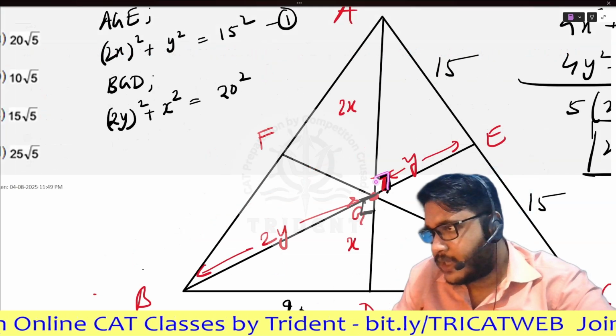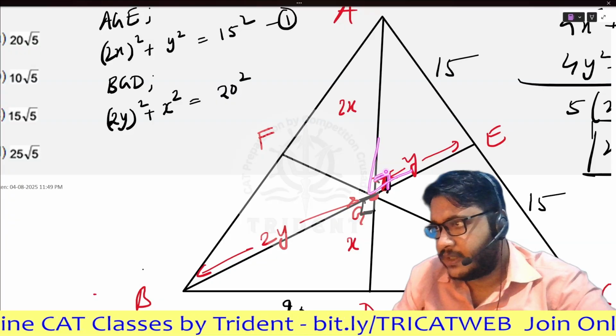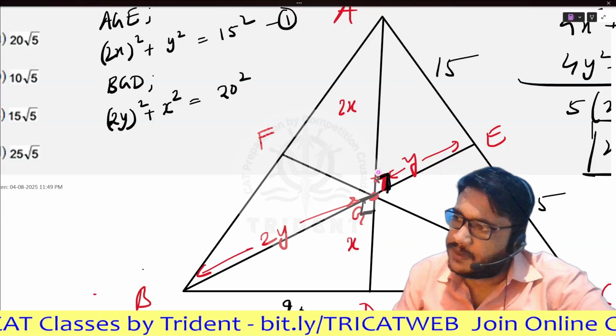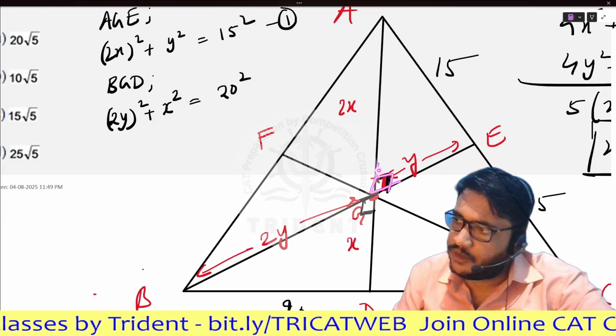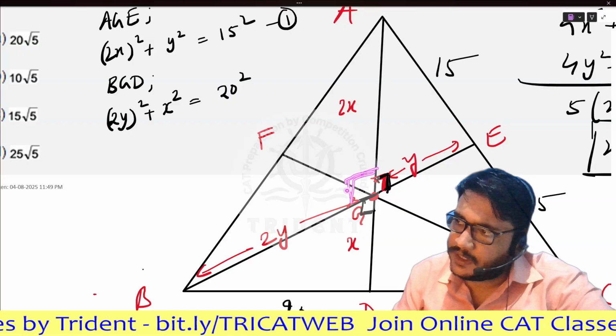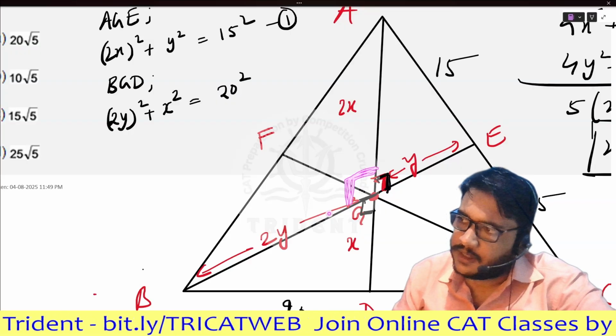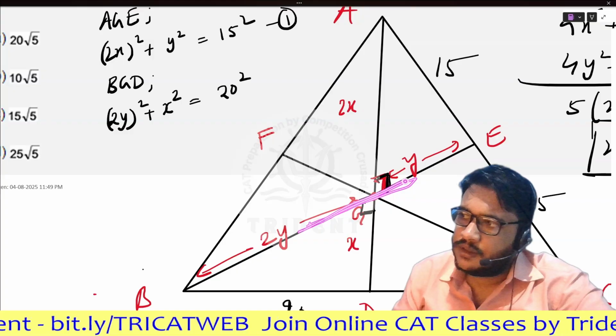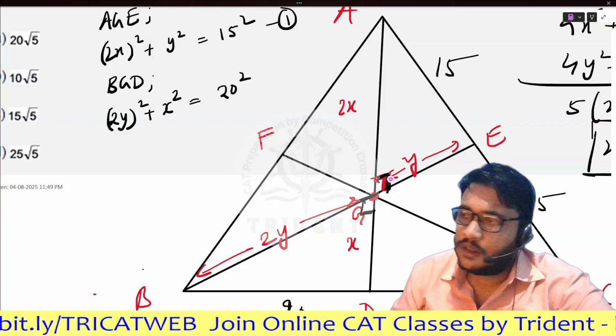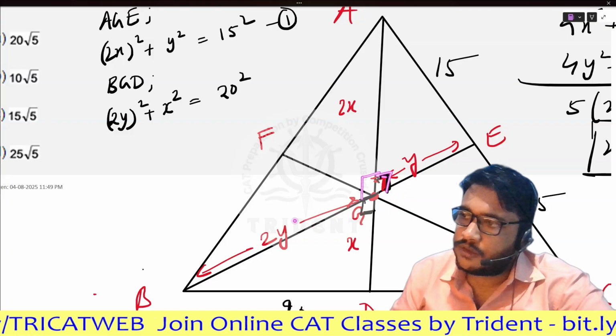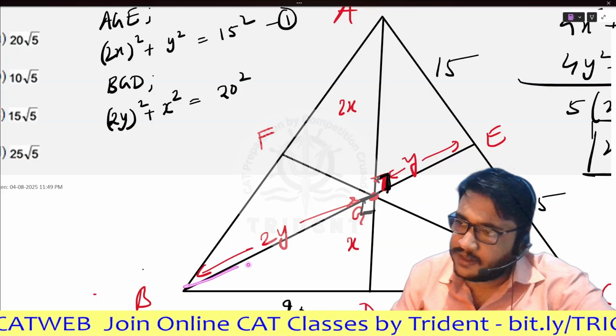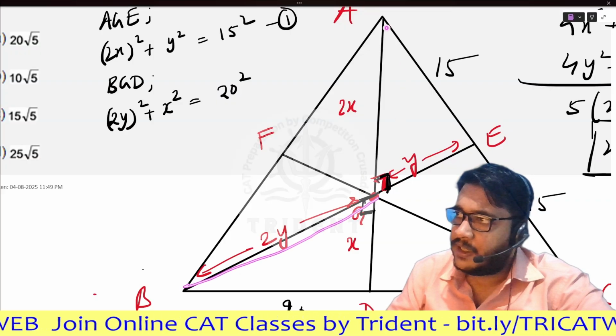Okay. If this angle is 90, just pay attention, right? This angle is 90. Obviously, this angle will also be 90. है ना? ये तो straight line है. Straight line पे linear pair बनेगा. So this is 90. This one is also 90. Now, in that line itself, you see there is a 2y and there is a 2x.